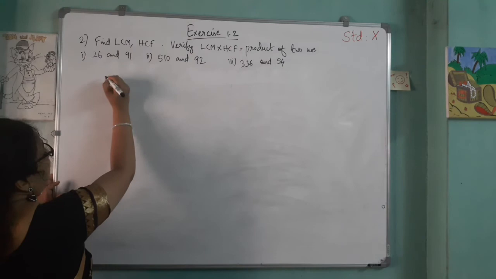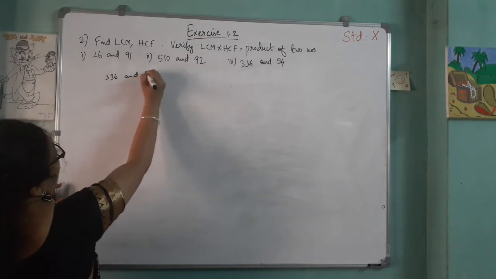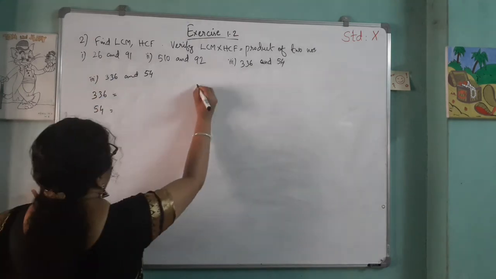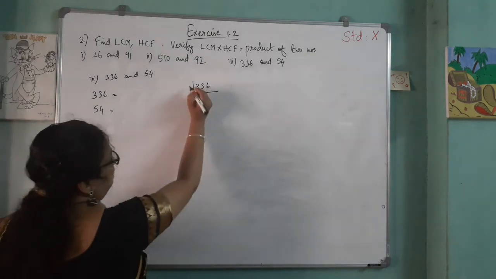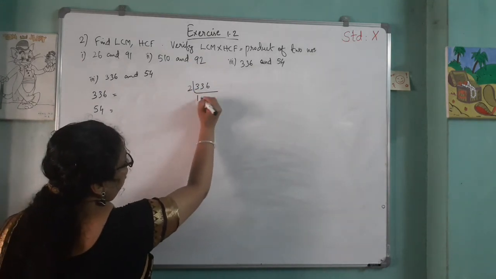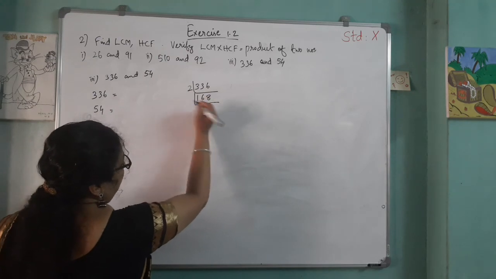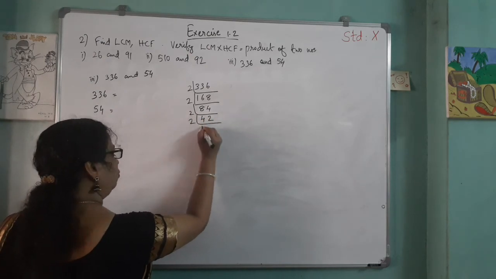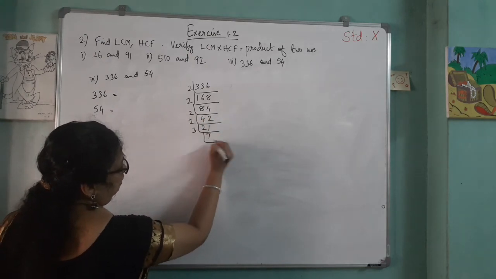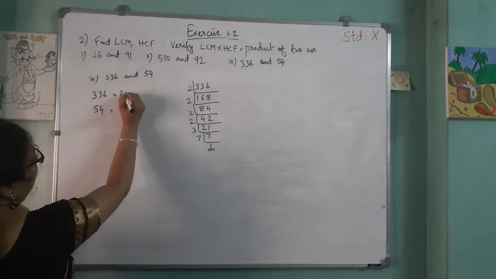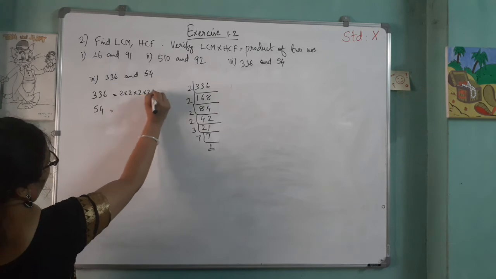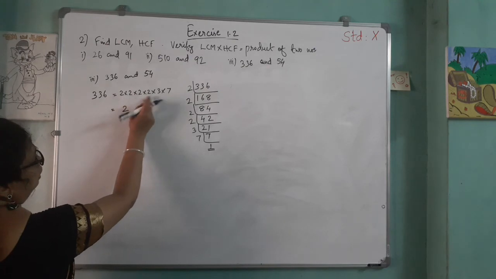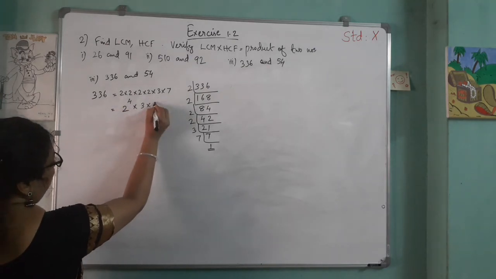Okay. Then next, 336 and 54. Third question. Then 336 and 54, prime factorize 336. 336 is an even number, so 2. 2 168, then 2 84, again 2 42, again 2 21, then 3 7, then 7 1. So this we can write 2 into 2 into 2 into 2 into 3 into 7. That equals 2 how many times? 1, 2, 3, 4. 2 raised to 4 into 3 into 7.